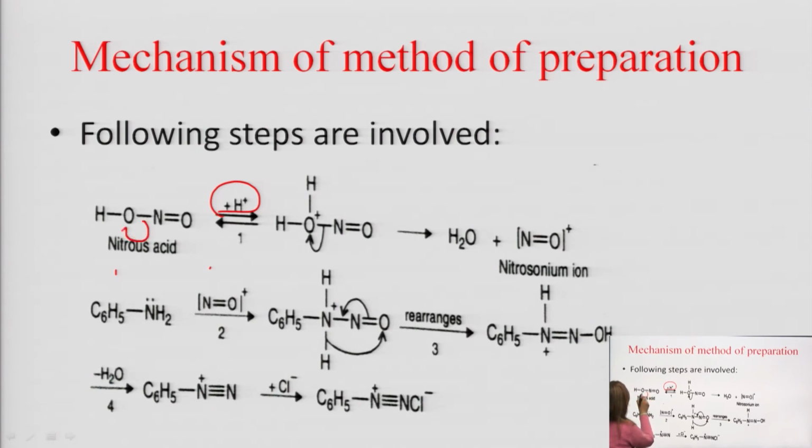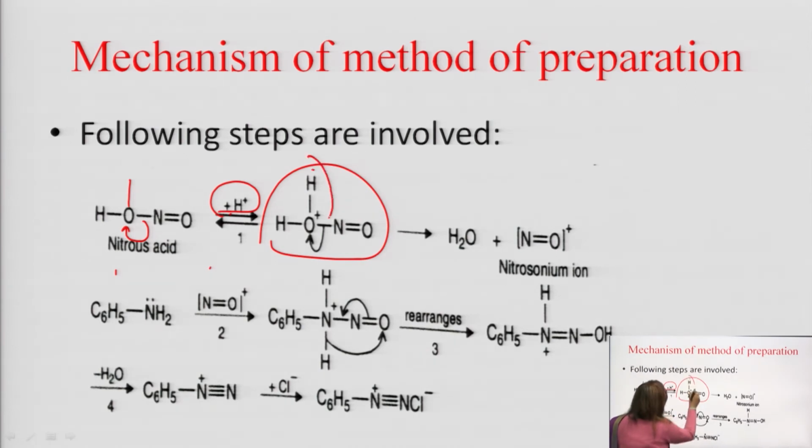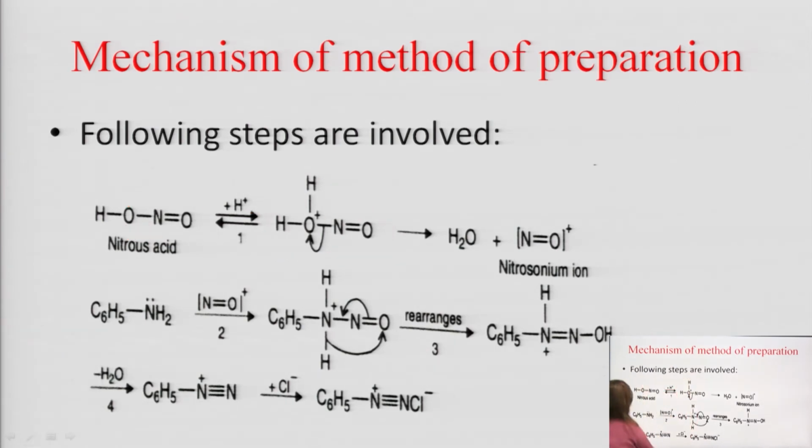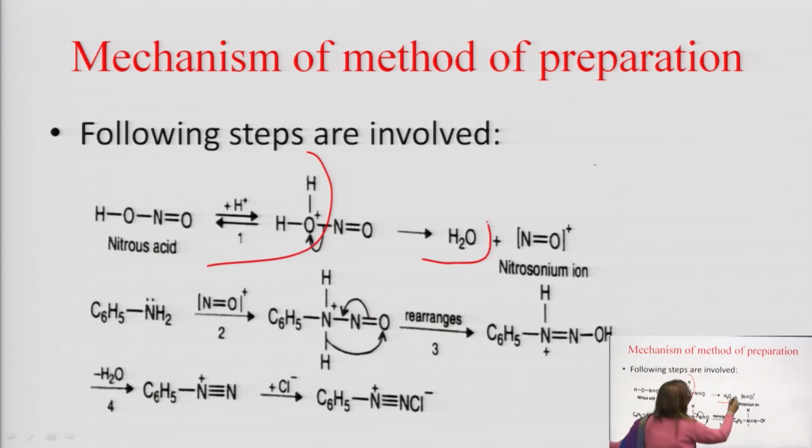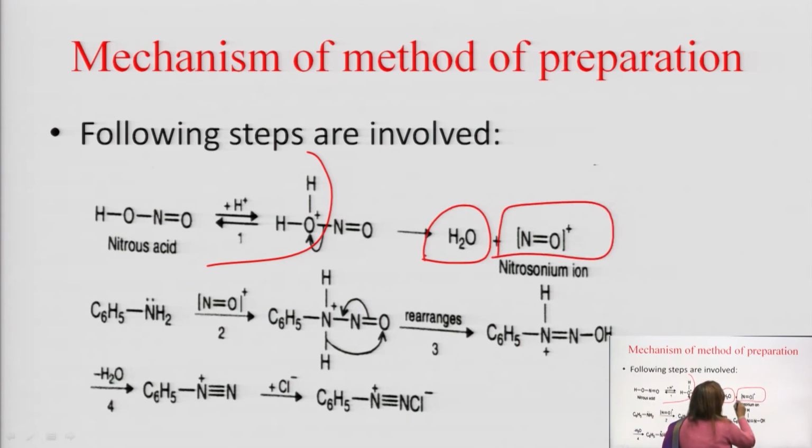This is coming here and this H plus is going to bond with this. So, the intermediate is forming this, and the H2O, see this. After the formation of this intermediate, this H2O separates itself in the form of water, and what is remaining? Only NO plus. This NO plus is the active moiety which reacts with aniline to form the diazonium salt.